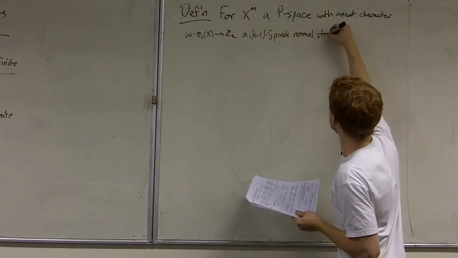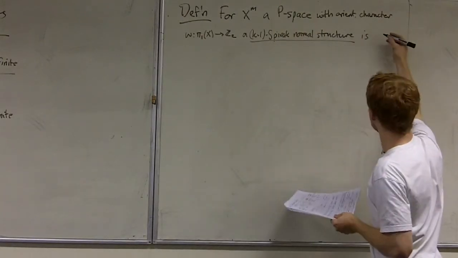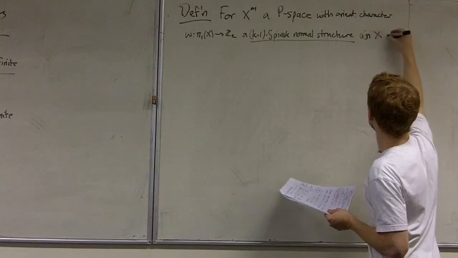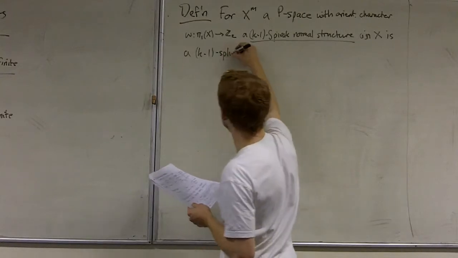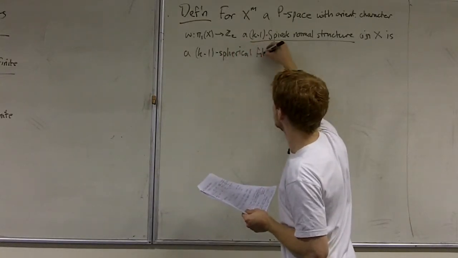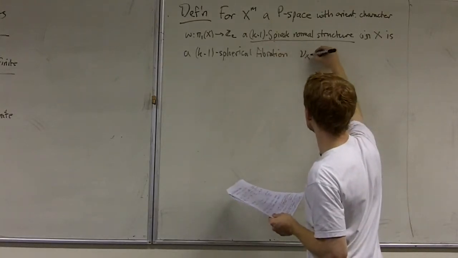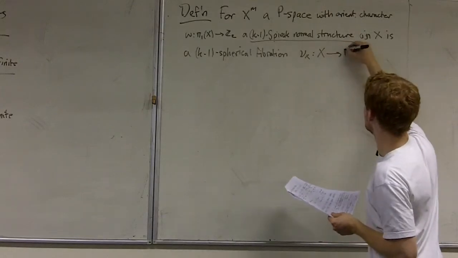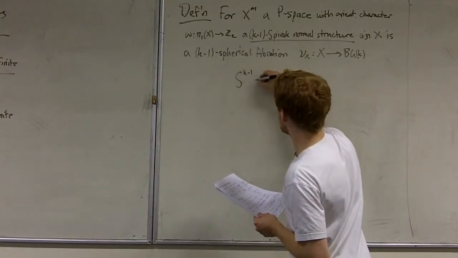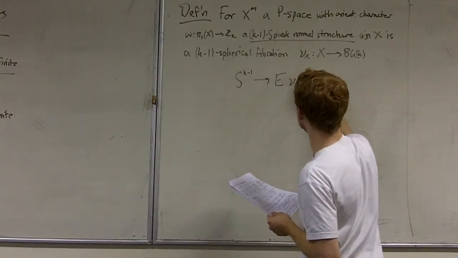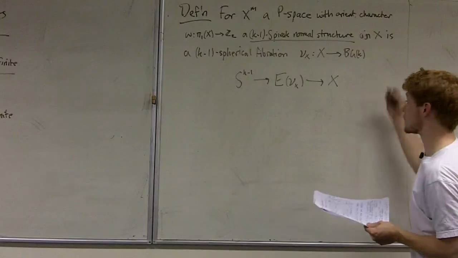Spivak normal structure on X is a K-1 spherical fibration. So let's say something like this, taking X to the classifying space here, or written another way, do that to X with the same orientation character.